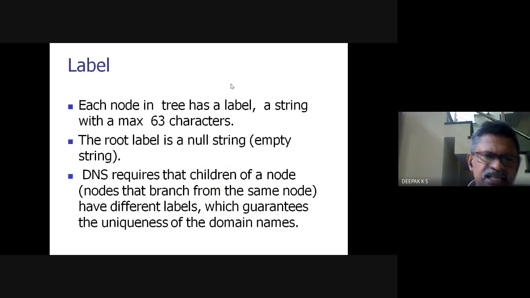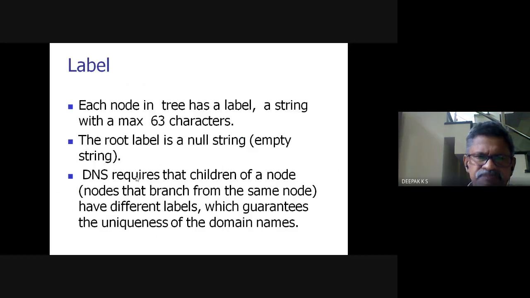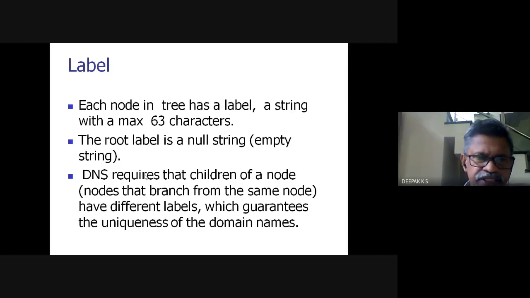Each node has a label. In a tree there are nodes, and likewise there would be a label for every node. Each label can have a maximum of 63 characters. Now the root is null, that's a dot, empty. DNS requires that children of a node, nodes that branch from the same node, have different labels, which guarantees uniqueness of the domain. So if there are 3 children from this node, these 3 should have different names. Otherwise, it wouldn't be unique.